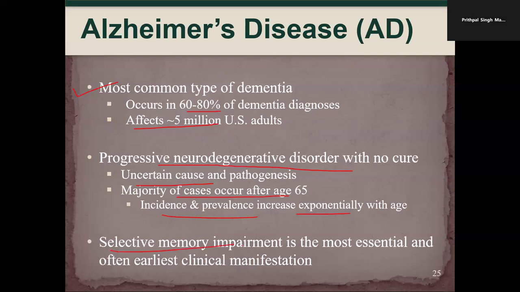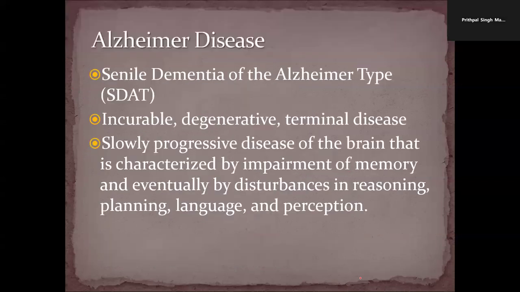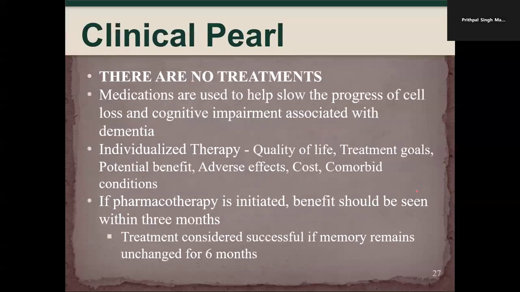There is a selective memory impairment, and this is often the earliest symptom and the most important target for management of Alzheimer's disease. Alzheimer's disease is dementia of the Alzheimer's type, an incurable, degenerative, and terminal disease. It is a slowly progressive disease characterized by impairment of memory, eventually by disturbances in reasoning, planning, language, and perception, and the patient is not oriented to place, person, and time.